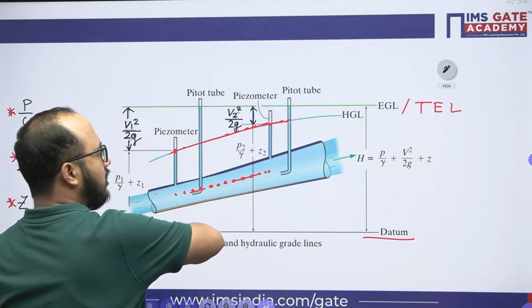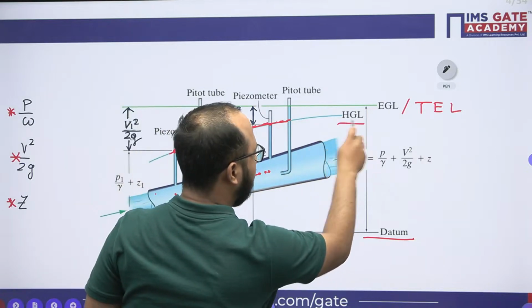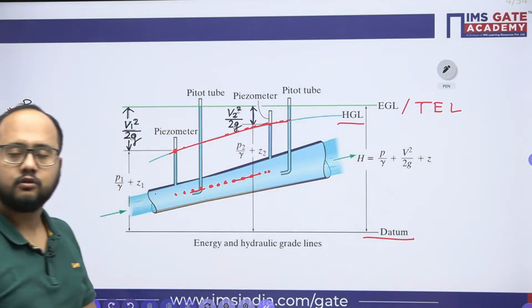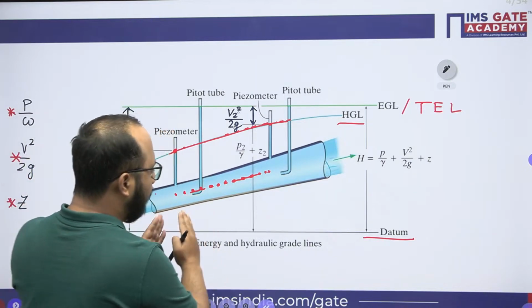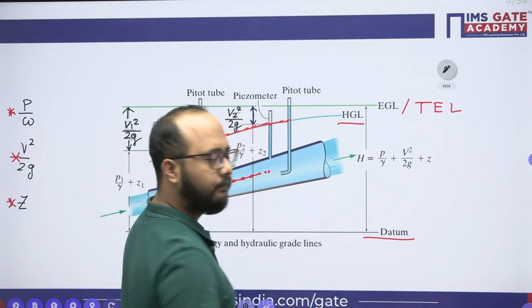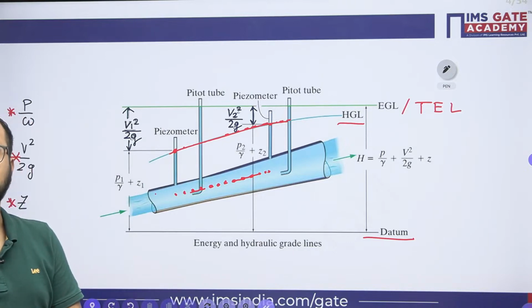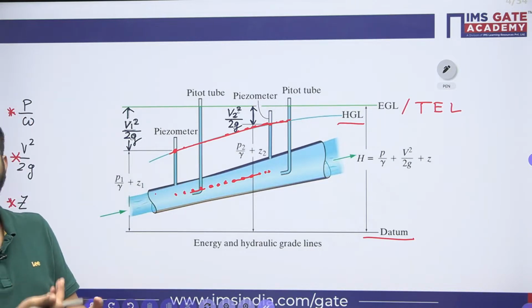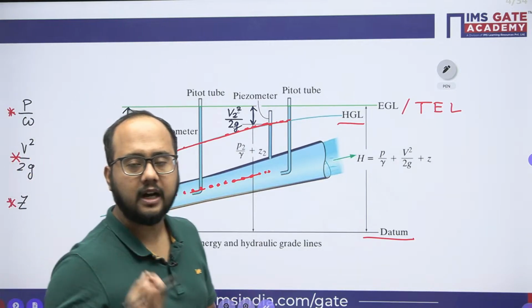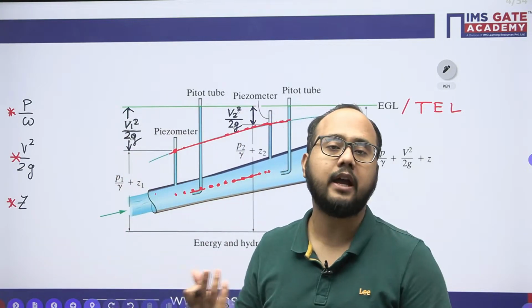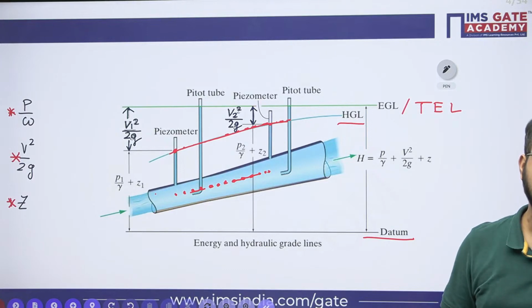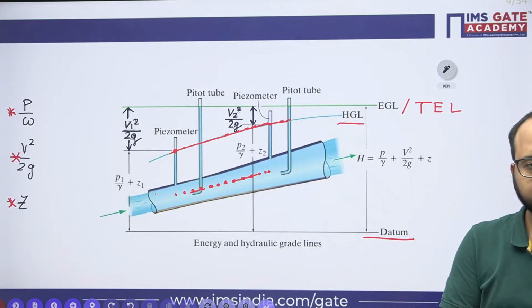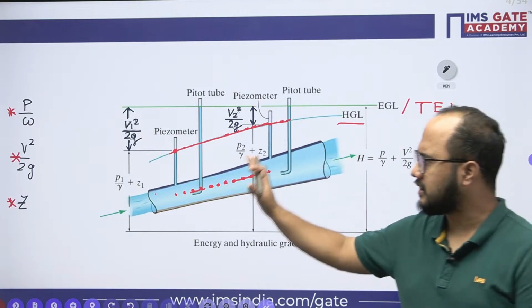But if I talk about the HGL, it is rising. So it means the piezometric head is increasing if I move from location 1 to location 2. That is the observation. So using these lines, we can understand how the variation of energies takes place. Just by this diagram, we'll be able to understand these things. Correct? I hope this point is clear. So this is the basic general diagram.